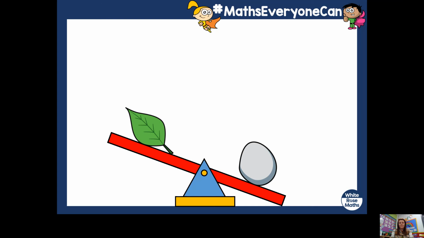Well done. So the pebble is heavier and has made the scale tip. The pebble is heavier than the leaf. The leaf is lighter than the pebble. That's another key word, lighter. Can you say that word? Lighter. So our two key words today when we're explaining our weighing scales are heavier and lighter.